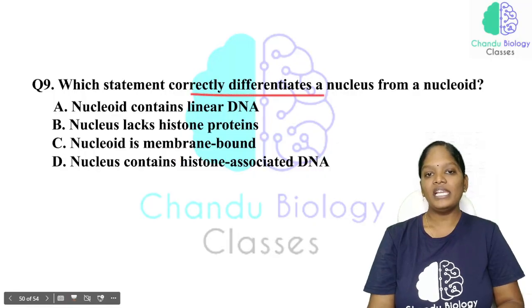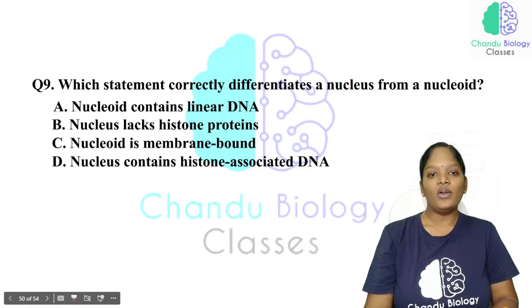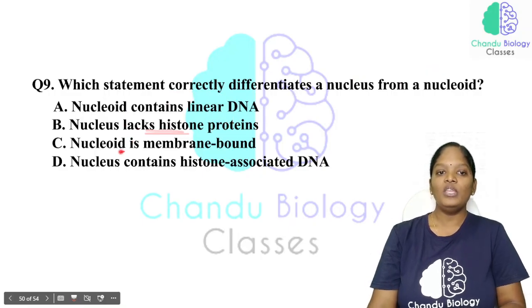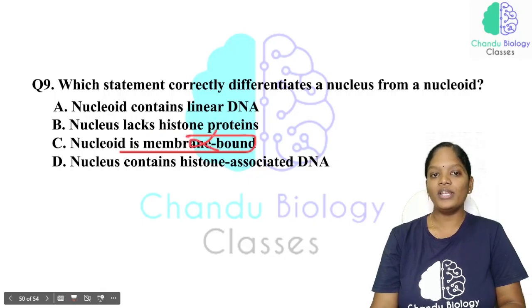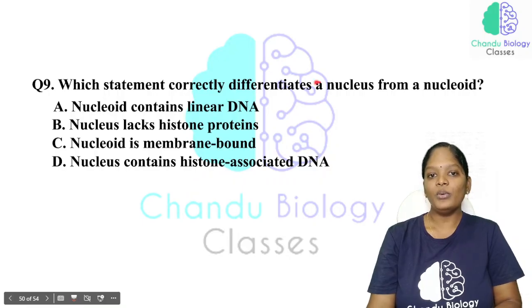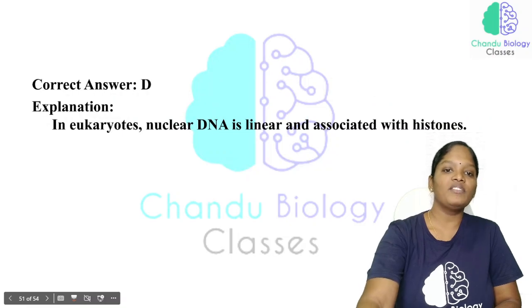Now, which statement correctly differentiates a nucleus from a nucleoid? What is the difference between nucleus and nucleoid? Nucleoid contains a linear DNA. Nucleus lacks histone proteins. It is wrong; nucleoid is the one lacking histone proteins. Nucleoid is membrane bound? No, nucleoid is non-membrane bound. Nucleus contains histone associated DNA. Of course, it is right. So nucleoid contains a linear DNA is a wrong statement. It is a circular DNA. So the correct answer will be option D.